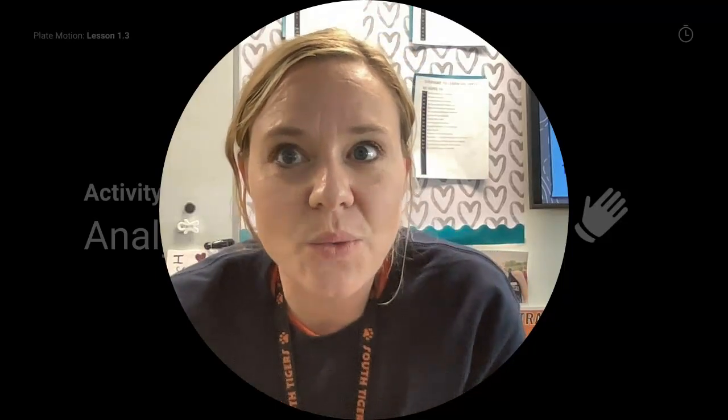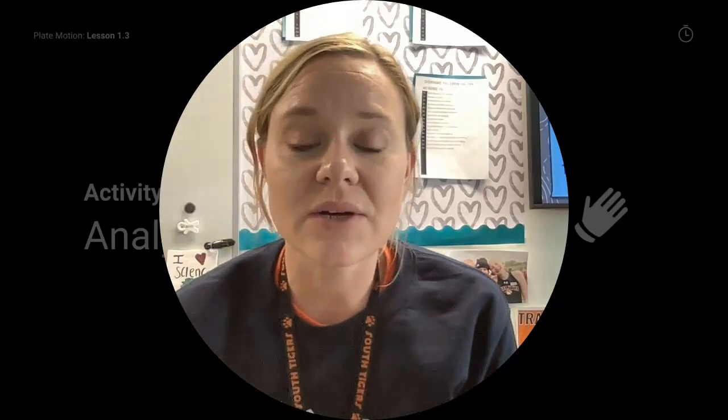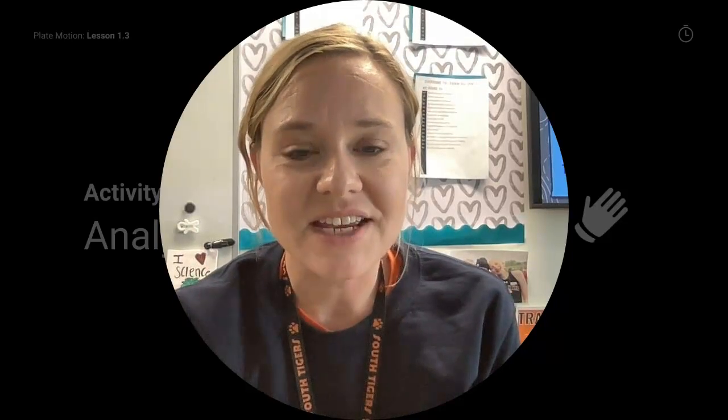Graders, here we are with the next part of this activity in 1.3. We are going to take the things that we learned in the simulation tool and apply it to a hands-on activity. So you are going to need some supplies in order to do this, and I'm going to show you what all those supplies are here in just a moment. So let's get to it.